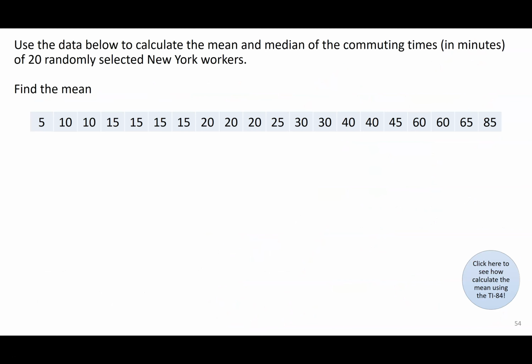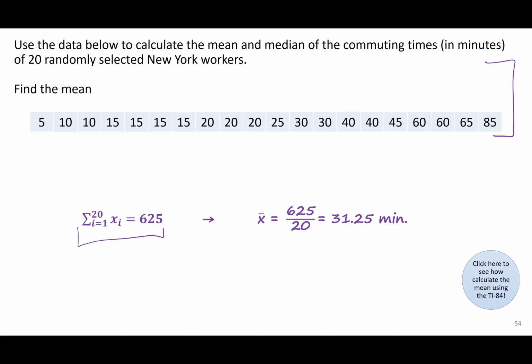So now we want to use these data below. These are 20 commute times from 20 randomly selected New Yorkers, and we want to calculate the mean and median for these folks. So finding the mean, it's going to require that you take all 20 of these observations, add them up, and divide by 20. When I add all of these together, I get 625, divide that by 20, and my sample mean here is going to be 31.25 minutes.